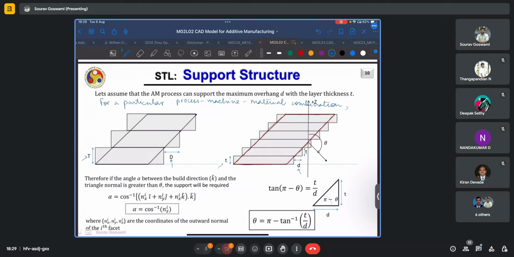And the criterion which we will follow is that if the angle alpha between the build direction and the facet normal of the triangle is greater than this critical angle theta, which we just calculated, the supports will be required. Again, how do you calculate alpha? You simply take a dot product between the build direction and your facet normal. If the build direction is along the k hat direction, just the k component survives. Thus, alpha is simply the cos inverse of the z component of the facet normal.